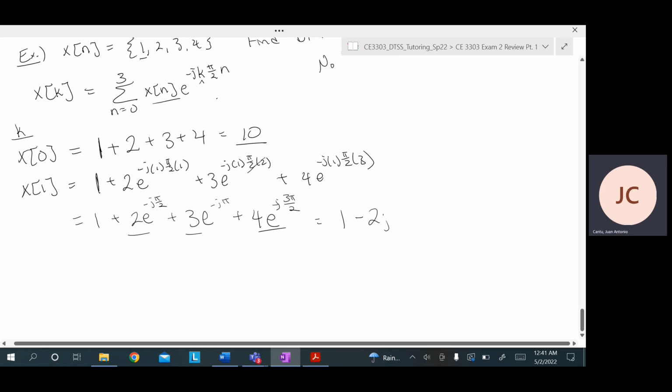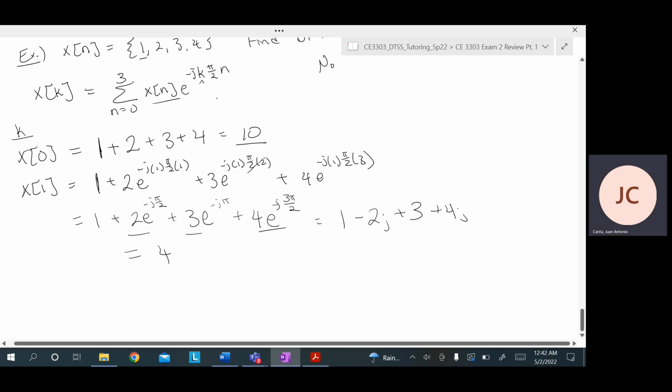Okay. E to the minus j pi, whether it's minus j pi or positive j pi, if you have pi just in the exponent, you're going to get 1 out. So this becomes plus 3. And now e to the minus j 3 pi halves. So negative 3 pi halves is the same thing as positive pi halves. So we're going to get positive j out of that. So we get plus 4j. Okay, so what we get from there is now 4 minus 2j.